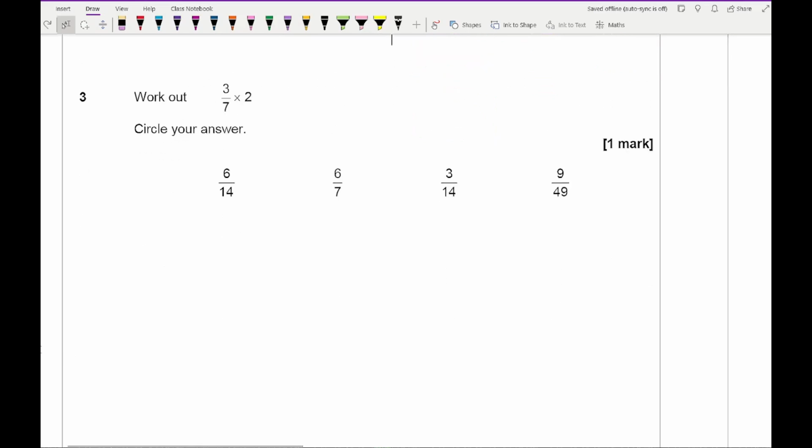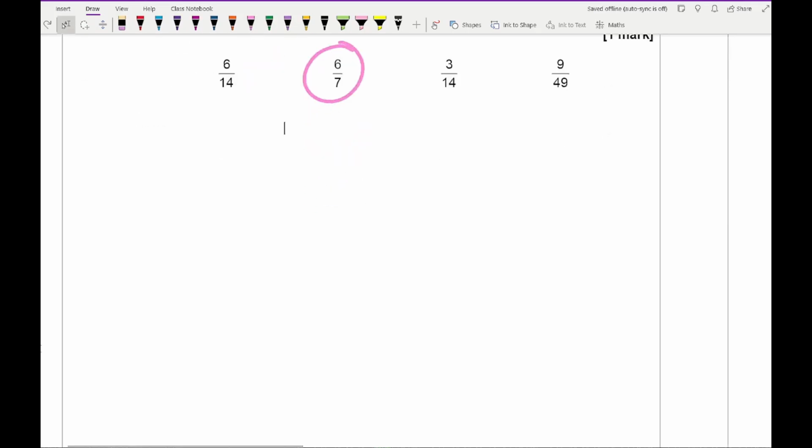Moving on to question 3, it says work out 3/7 times 2. So all I need to do is basically type this into my calculator, or if you want to risk it, we can always do it numerically. So here we've got 3 times 2, which is 6, 7 times 1, which is 7. So we want to circle our second option.